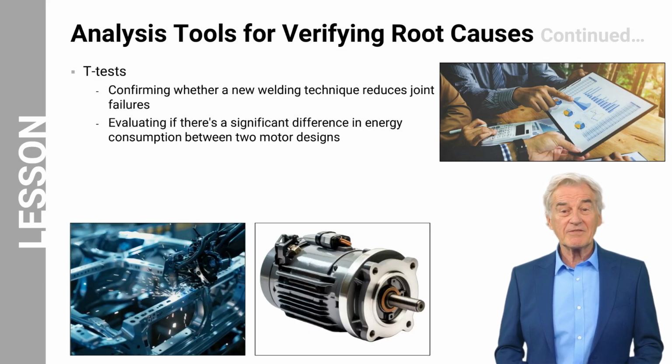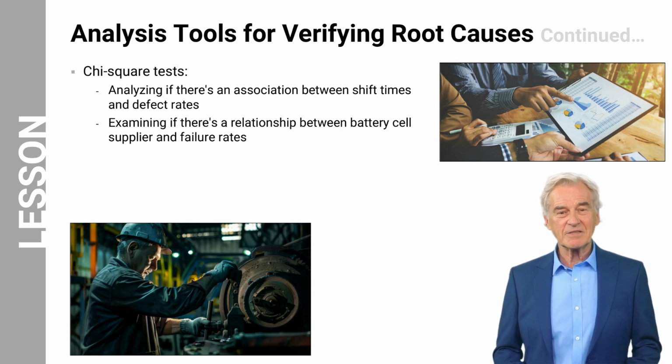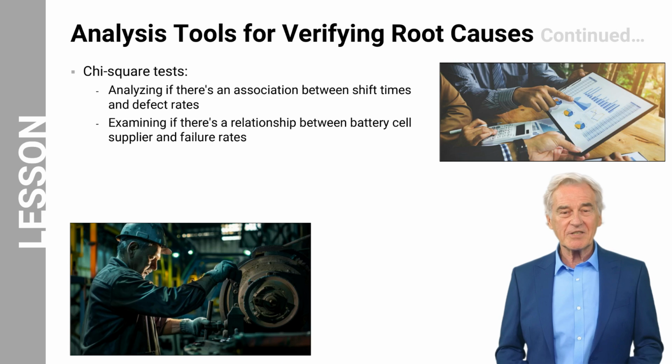T-tests are useful for confirming whether a new welding technique reduces joint failures, or for evaluating if there is a significant difference in energy consumption between two motor designs. Chi-square tests can be utilized for analyzing if there's an association between shift times and defect rates, or for examining if there is a relationship between battery cell supplier and failure rates.